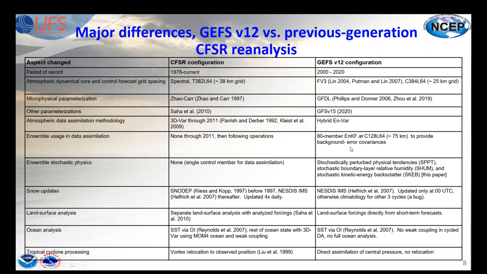And in the reanalysis, we use an 80-member EnKF at around 75 kilometers, C128 resolution, using a hybrid EnVar technique along with IAU. The SST is from the Reynolds SSTs. There is no coupling in the cycled DA, and also there is no full ocean analysis. The tropical cyclones are directly assimilated using the central pressure, with no relocation in the reanalysis as well.